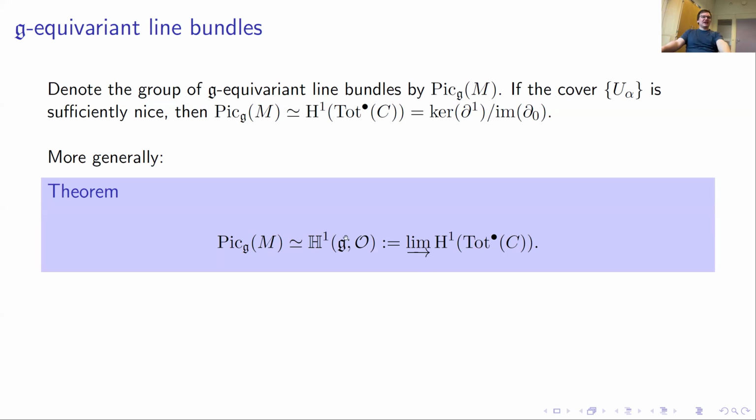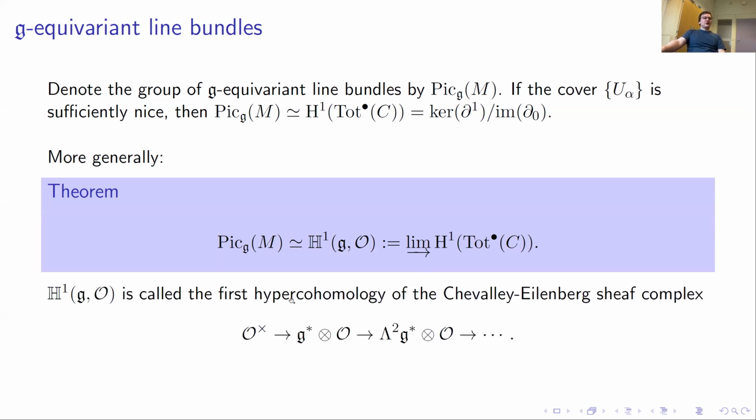And this actually has a name, often written like this. It's called the first hypercohomology of the Chevalley-Eilenberg sheaf complex. Hypercohomology is then a general notion for sheaf complexes.